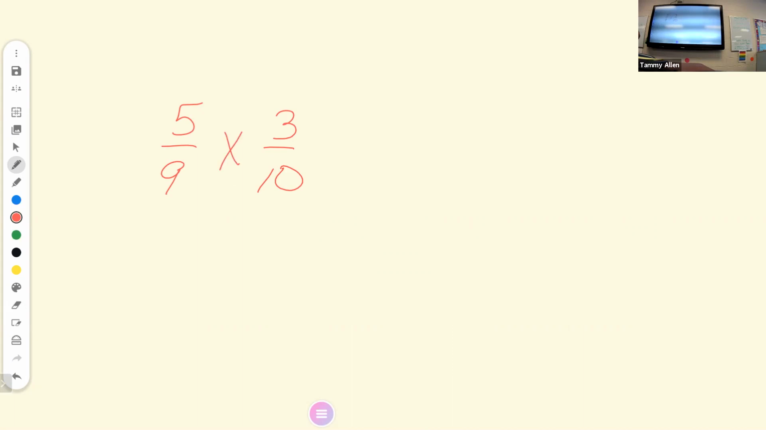5/9 times 3/10. Do you see a common factor of a numerator and denominator? 5 and 10. 5 and 10 have a common factor of what? 5. So we would divide 5 by 5, and we would divide 10 by 5.